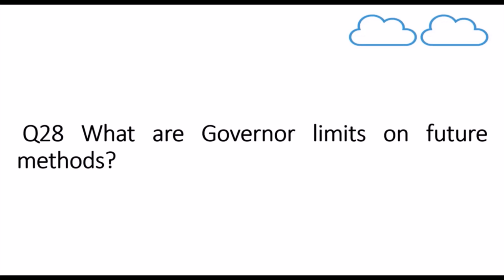What are the governor limits on future methods? There are a lot of governor limits, and we can discuss some of them. For example, the number of future methods you can invoke in a 24-hour period is 250,000, or the number of licenses multiplied by 200, whichever is greater. This limit is shared throughout the org with other asynchronous processes also, like queueable and batch Apex. Next, you can have at most 50 future calls per Apex invocation. These are important things to keep in mind.